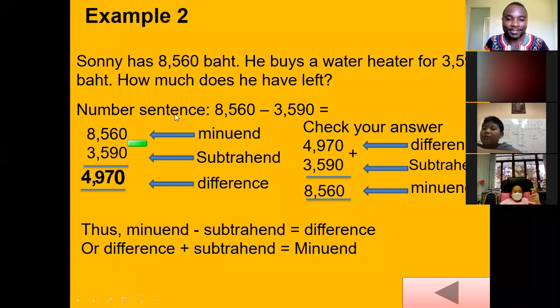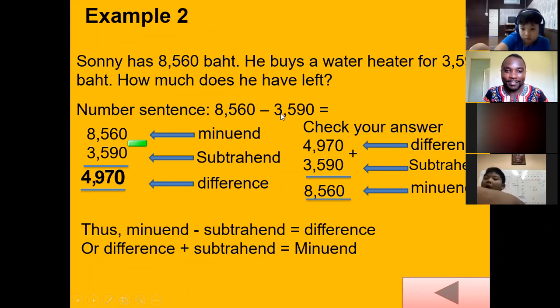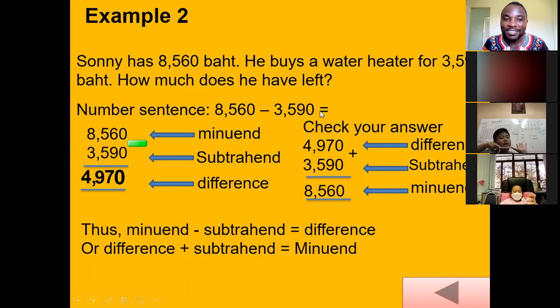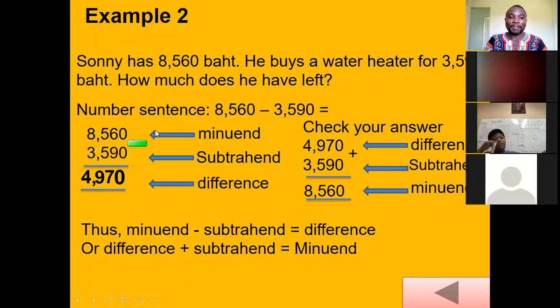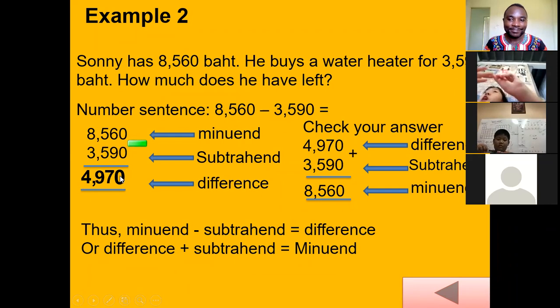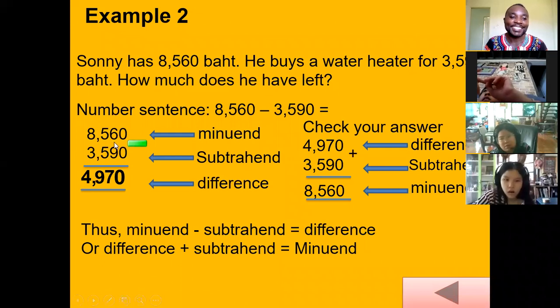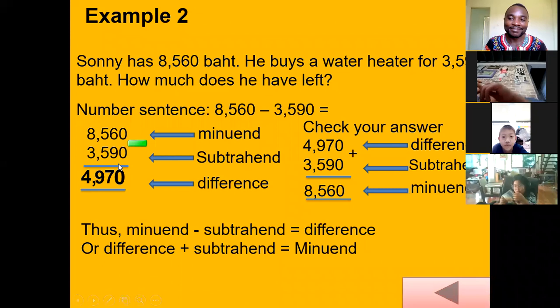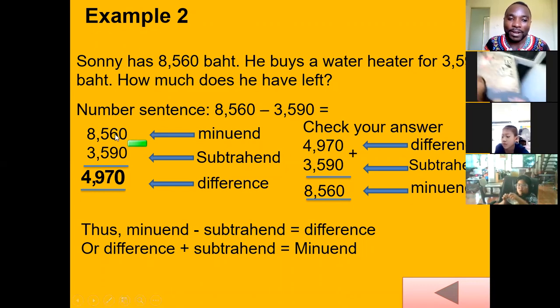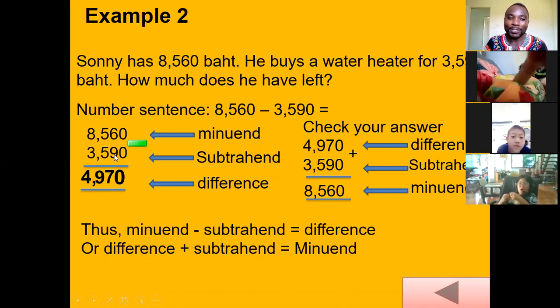So we have to minus, we have to subtract. 8,560 baht minus 3,590 baht. Okay, let's go. 0 minus 0, 0. 6 minus 9. No. It cannot work, right? It cannot go. What do we do?